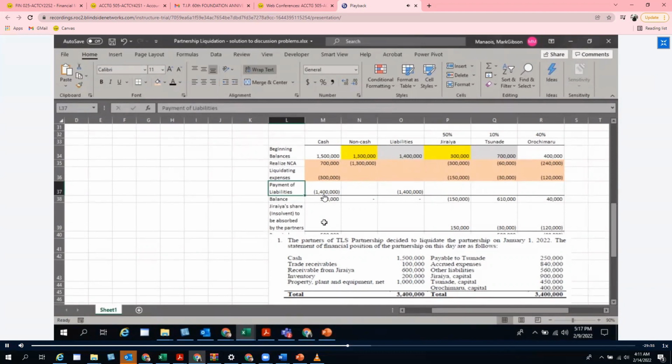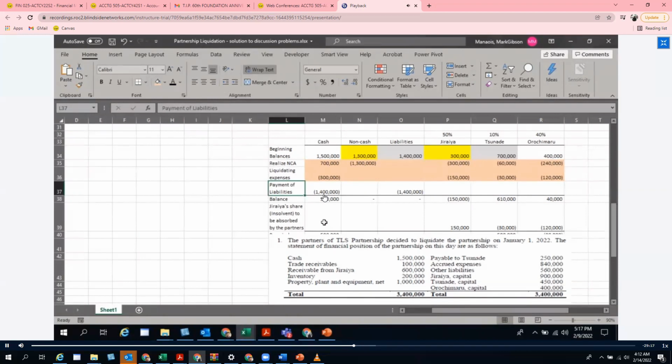Yung example natin kanina, ano ba yung mga expenses classified as liquidation expenses? So, yung example ko, you invite third-party assessor para ma-assess kung magkano ba yung value ng property, plant, and equipment natin. Also, if you're going to list it, meaning sa marketplace, if you're aware, sa Facebook Marketplace, you can advertise it for a cost, so that will form part of your liquidating expenses.